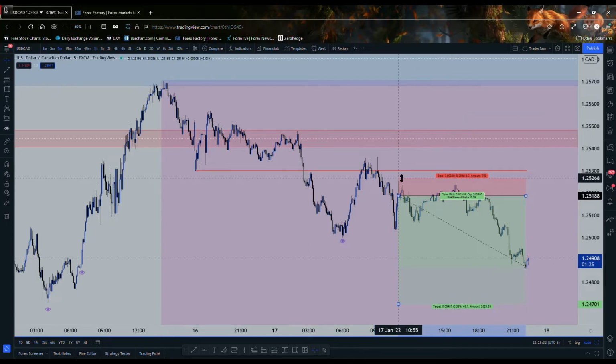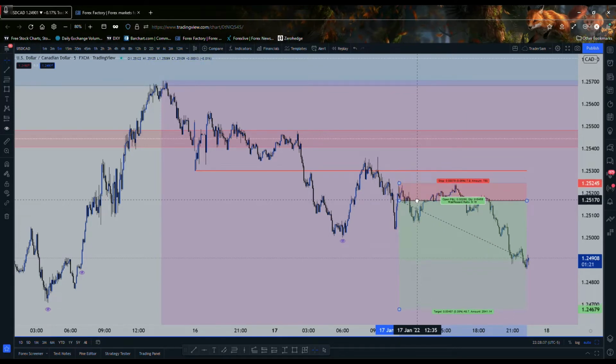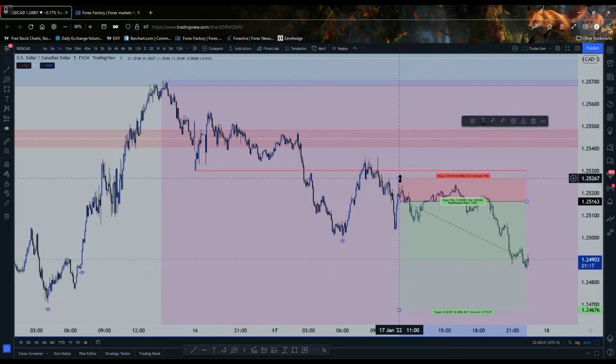But just to make sure I get it right, the high was right here. I entered as it was coming into the order block right there. So yeah, about 10 pips is what my stop loss was, and I entered at exactly around 10.50, at the end of the London close session. So that's where it was.